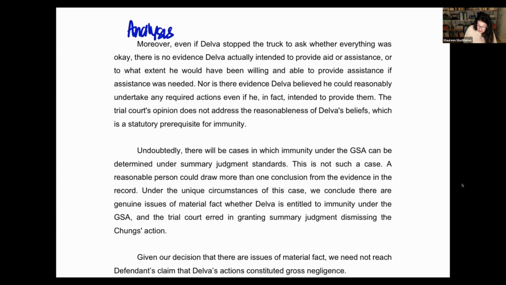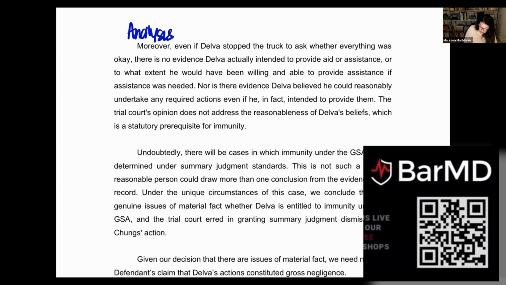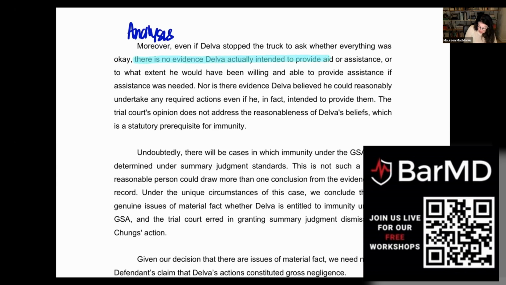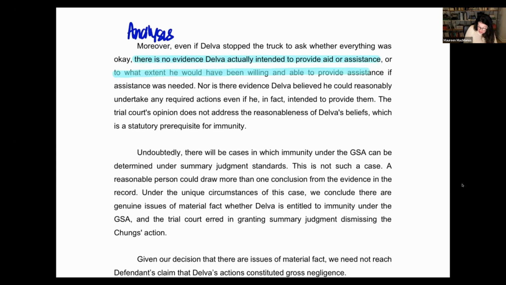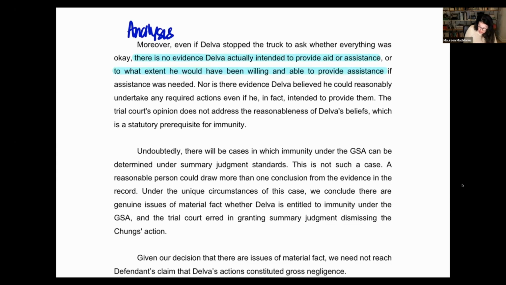The trial court's opinion does not address the reasonableness of Delva's beliefs, which is a statutory prerequisite for immunity. So I know that I need to explain the reasonableness of my client's beliefs, right? So there's no evidence he actually intended to provide aid or assistance, to what extent he would have been willing and able to provide assistance. And we don't know if he reasonably believed he could undertake any required actions, even if he did intend to provide them.